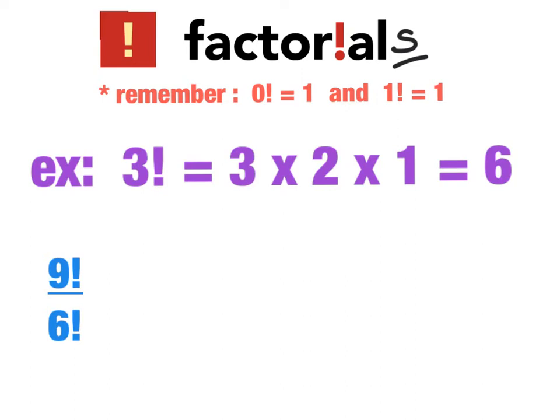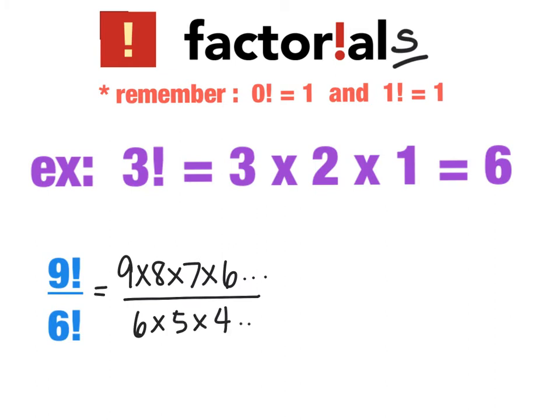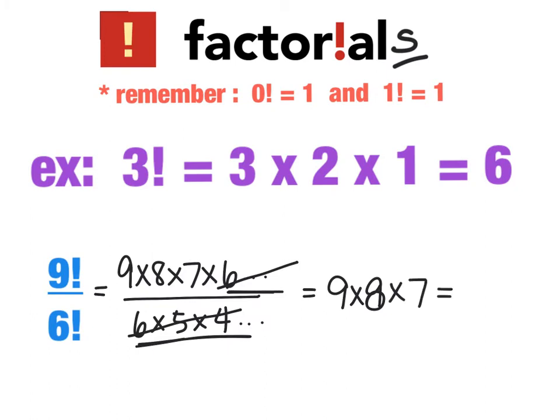And a very quick example of how this is really useful, maybe you've seen this before, maybe this is new to you, but a cool little thing to do here is, if I have 9 factorial over 6 factorial, that means 9 times 8 times 7 times 6, and so on, all over 6 times 5 times 4, and so on. This is going to continue with this pattern, so I can cross that out and cross that out. Really all I'm left with is 9 times 8 times 7, and that is actually equal to 504.